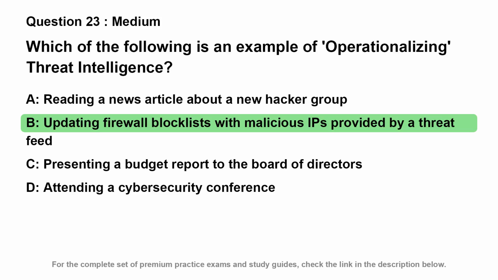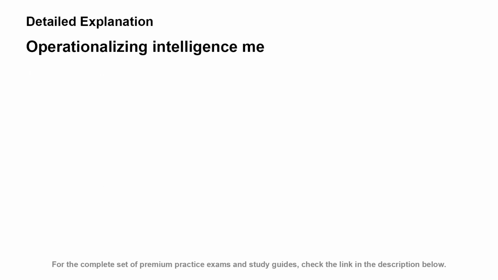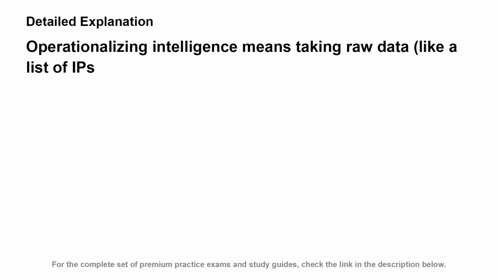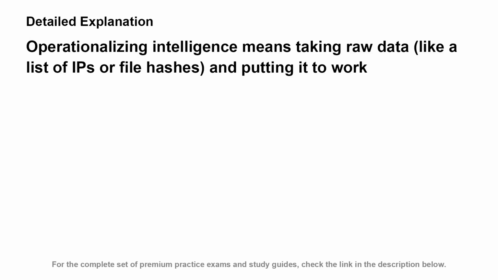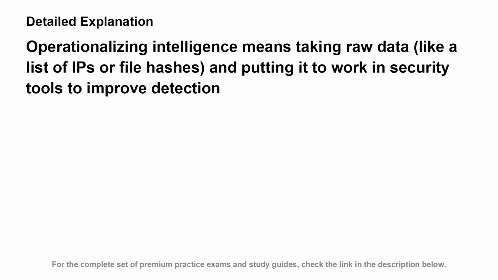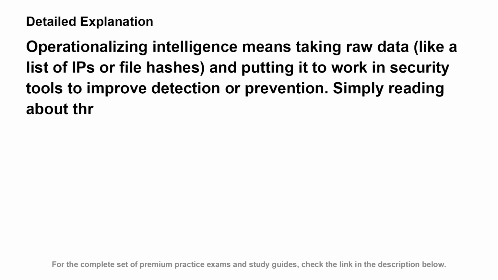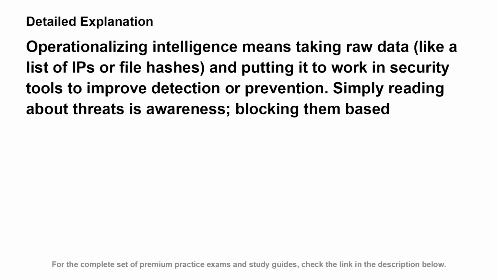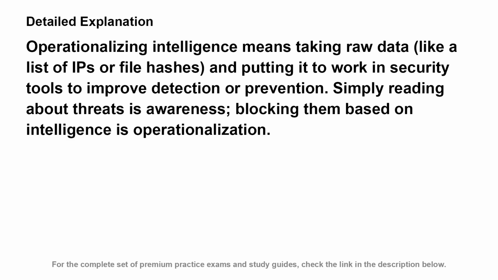The correct answer is B. Operationalizing intelligence means taking raw data, like a list of IPs or file hashes, and putting it to work in security tools to improve detection or prevention. Simply reading about threats is awareness, blocking them based on intelligence is operationalization.